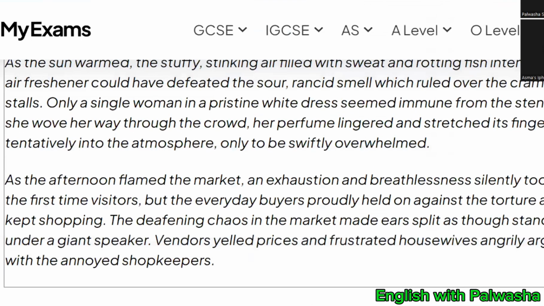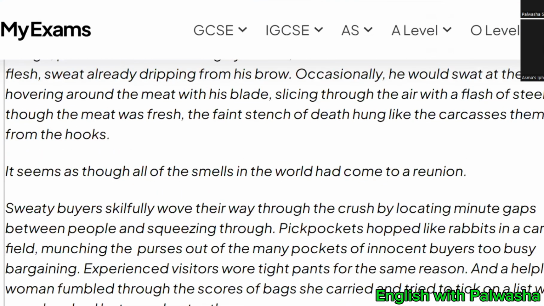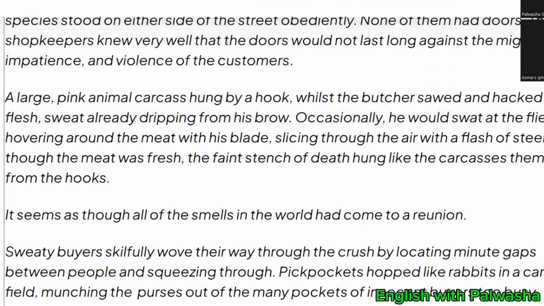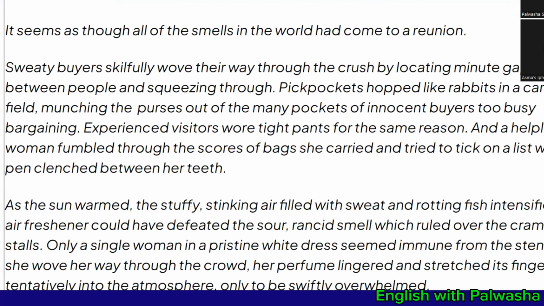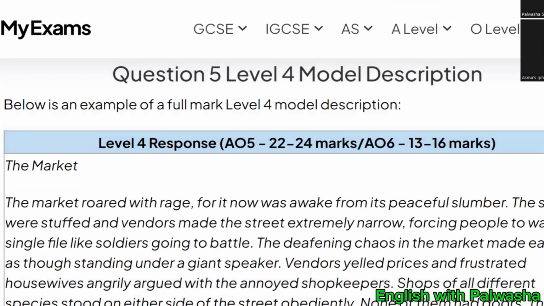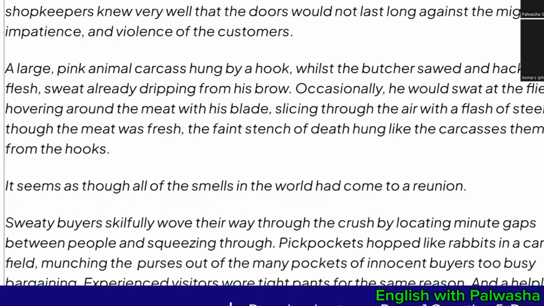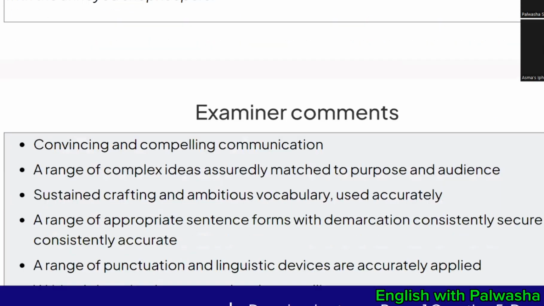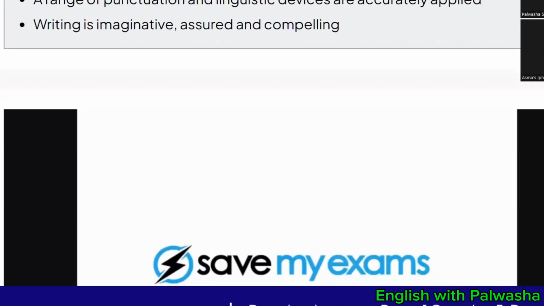So I have loved reading the whole scenario. The way you can also write it in the form of paragraphs like this: four paragraphs, give a gap of one line, and then you can do this. This is the actual way of creating this. It's a level 4 response, and still, it's quite good that you can even create this kind of experiment. The examiner comments are going to be outstanding for this.